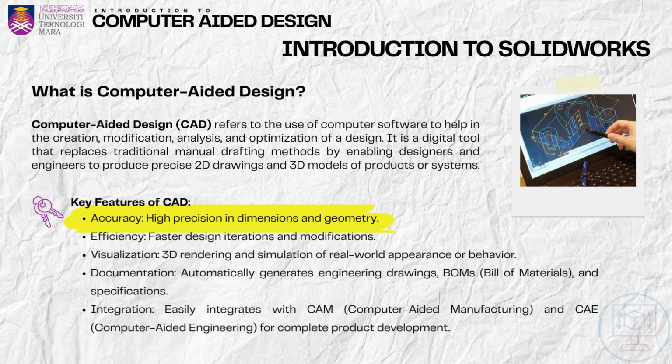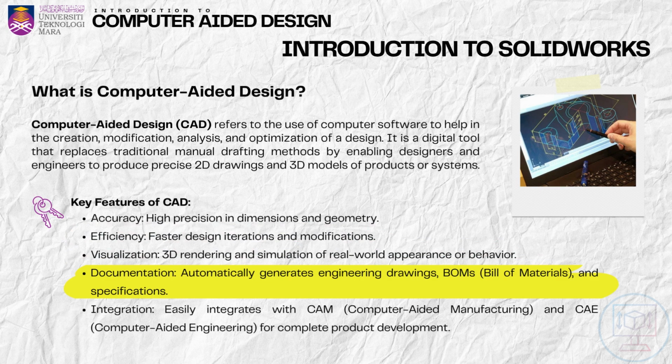Accuracy. It offers very high precision in dimensions and geometry, meaning your designs will be exact. Efficiency. It allows for much faster design iterations and modifications. Imagine having to redraw an entire blueprint every time you make a small change. CAD eliminates that. Visualization. You can create realistic 3D renderings and even simulate how your design will look or behave in the real world, long before it's manufactured.